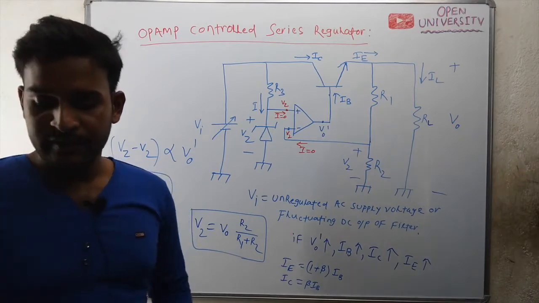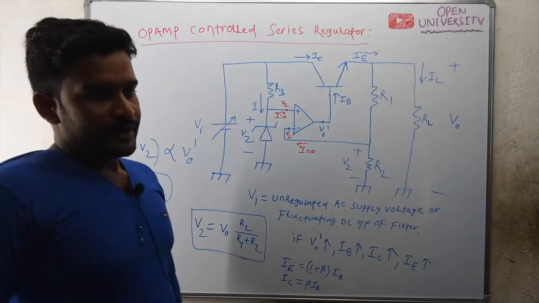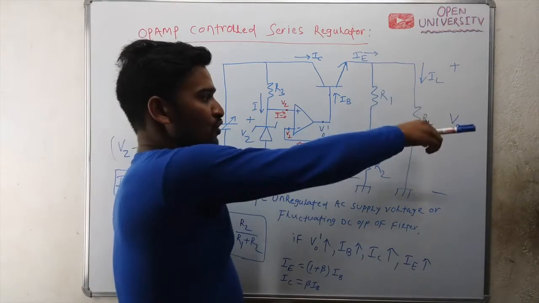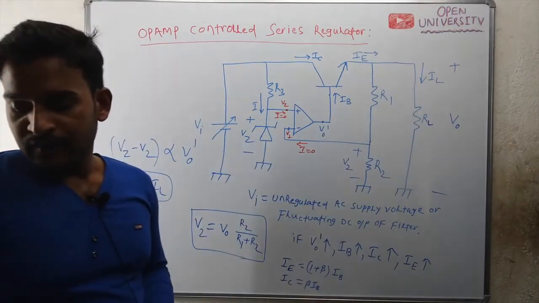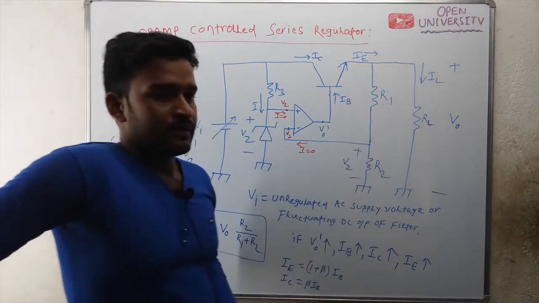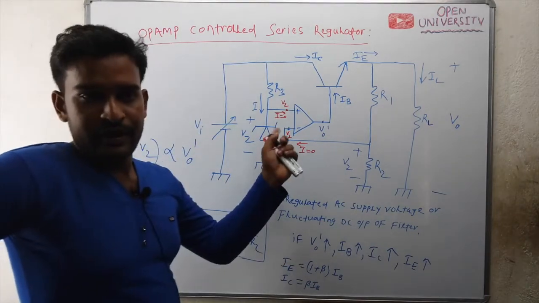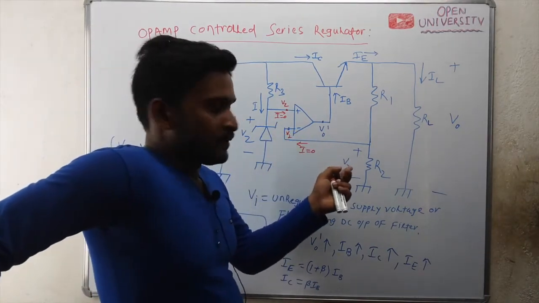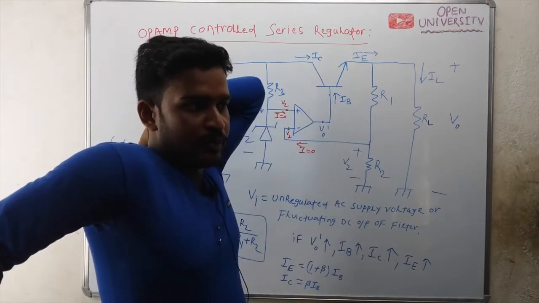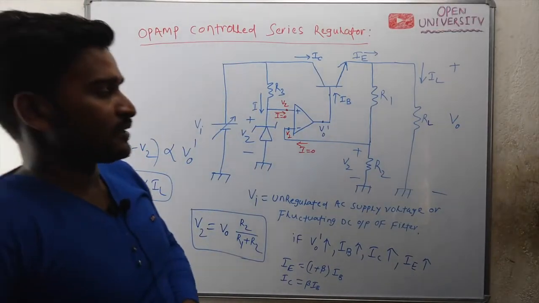Write down next point. Emitter current IE flows almost entirely through RL, because R1 and R2 are very large values of resistance, because R1 and R2 are much greater than RL.